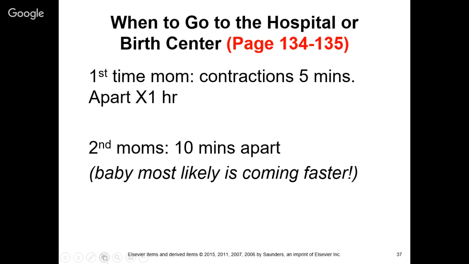Obviously, if the mother lives 40 minutes from the hospital, or there's a really bad snowstorm, those things are going to change when you would come in. So second-time moms can get down to 10 minutes apart. Baby is coming faster, things are going to move along faster. So 10 minutes for second-time moms, 5 minutes for first.